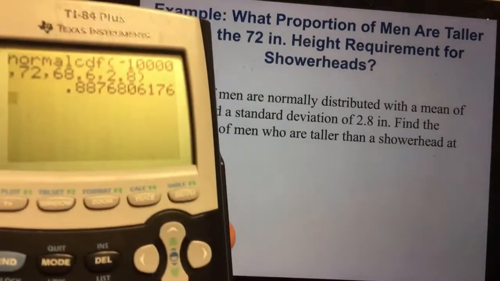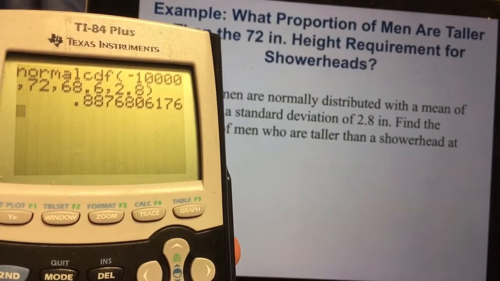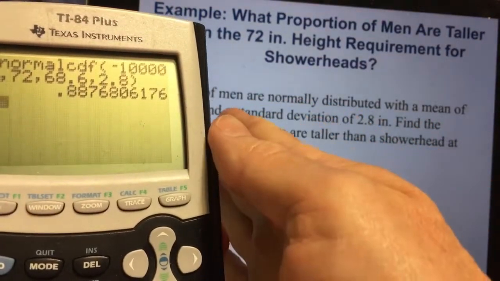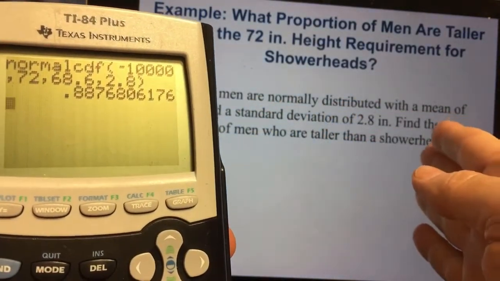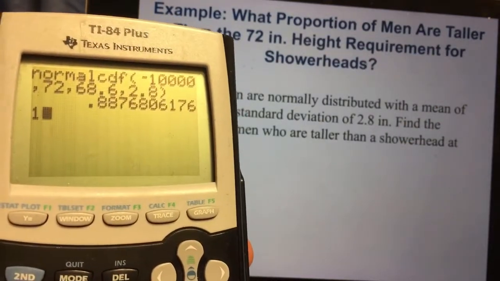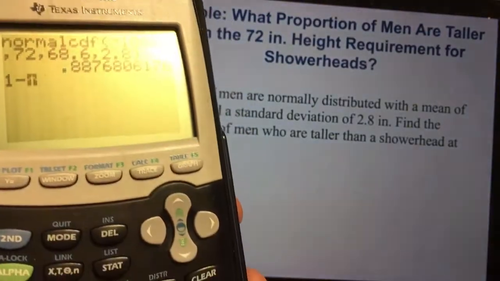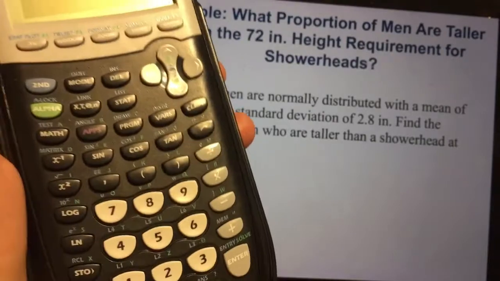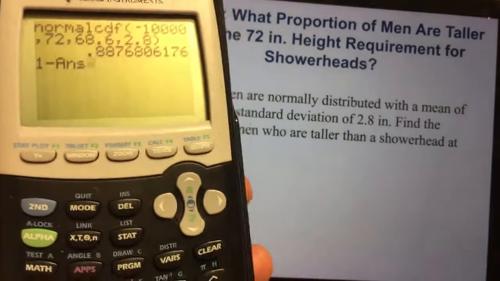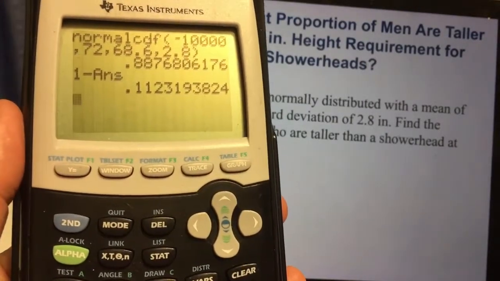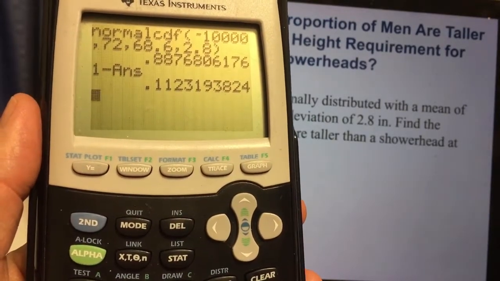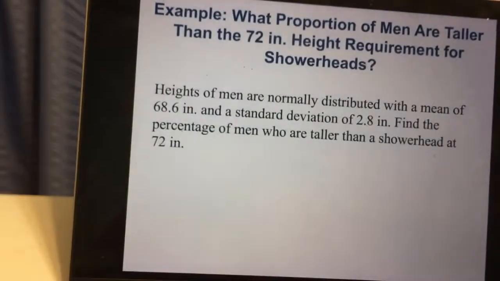So it gives me 0.8876 as my probability. But remember, that probability is the probability to the left. I want the probability he's greater than 72 inches. So I'm going to say 1 minus that probability. So second answer, this answer button down here at the bottom. If I do second answer, it gives me 1 minus answer up there, and I get 0.1123. Okay, so 0.1123 from technology. Let me write that down.